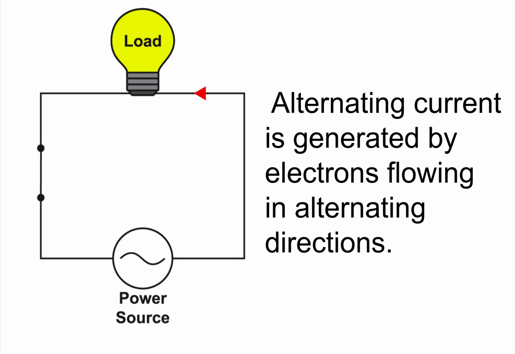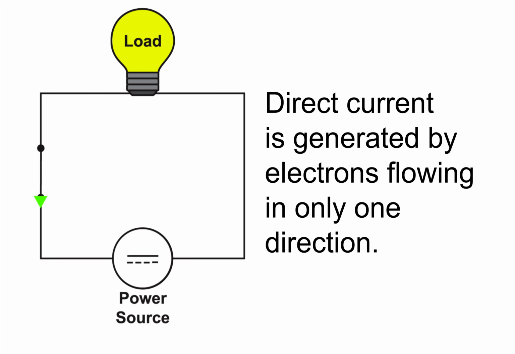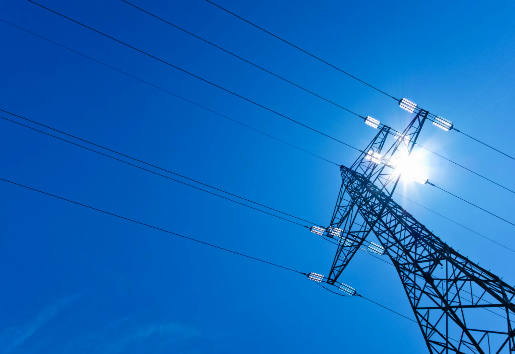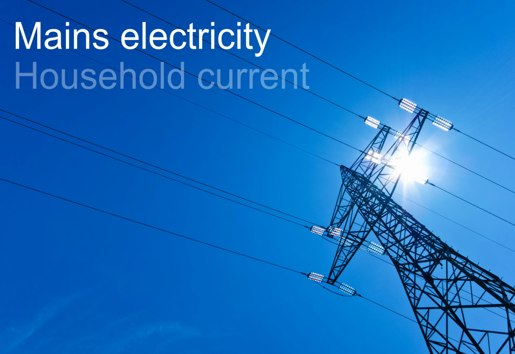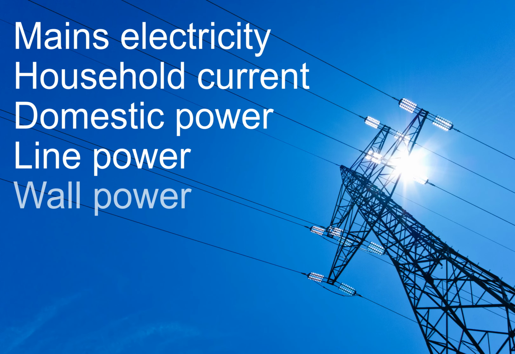Alternating current is generated by electrons flowing in alternating directions. Direct current is generated by electrons flowing in only one direction. AC is also called mains electricity, household current, domestic power, line power, or wall power because it is the voltage supplied by a wall outlet.